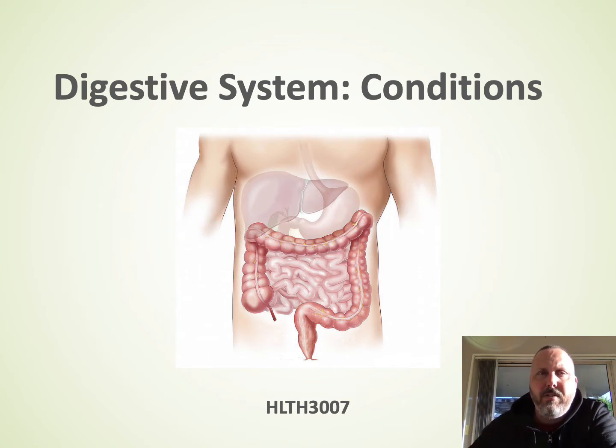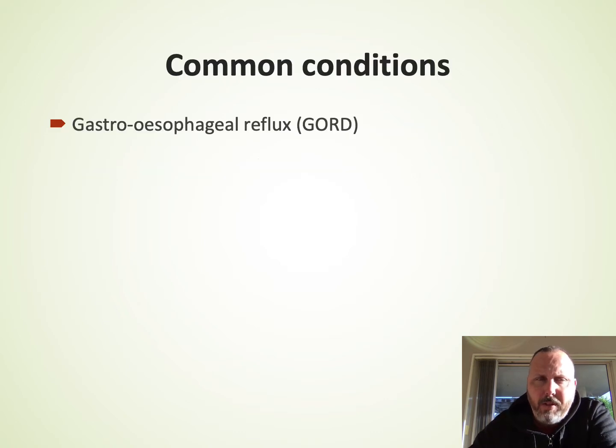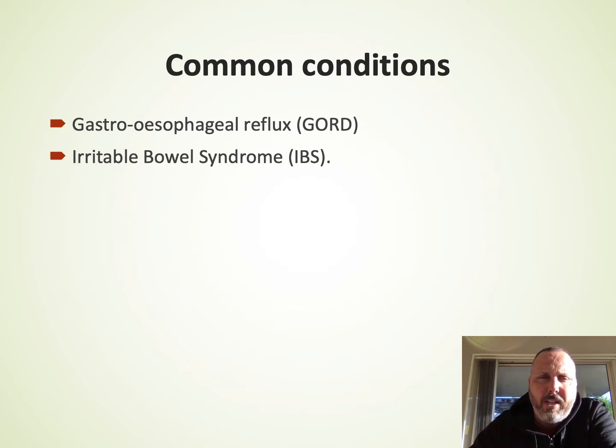So Rach has taken you through the system itself and helped you understand the anatomy and physiology. So I'm just going to run through a couple of common conditions. Our goal from the session is to understand aspects of common conditions that associate with the digestive system. The first one we're going to look at is called gastroesophageal reflux, also known by the acronym GORD, G-O-R-D. And the second one we're going to have a look at is irritable bowel syndrome, also known as IBS.